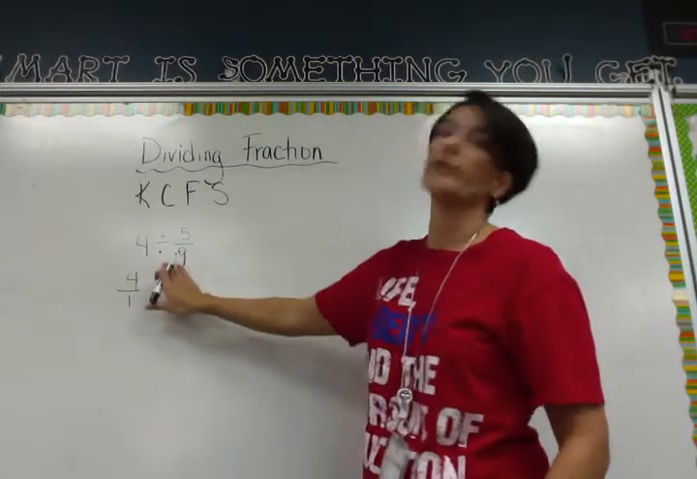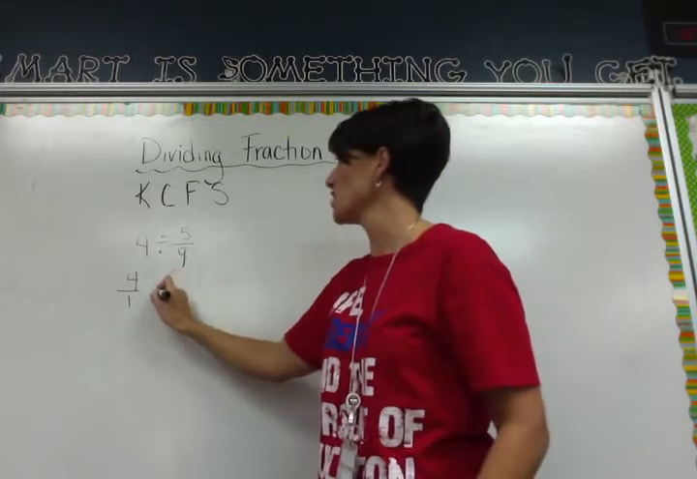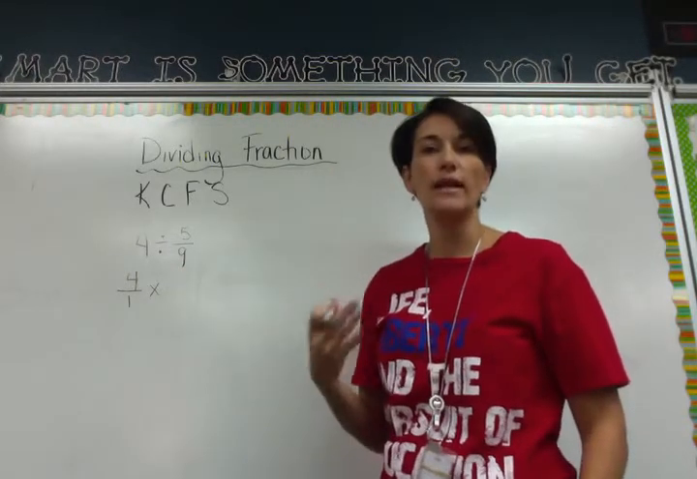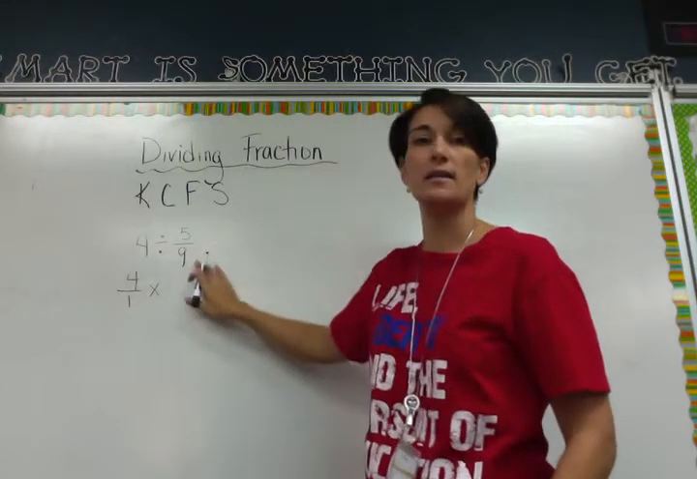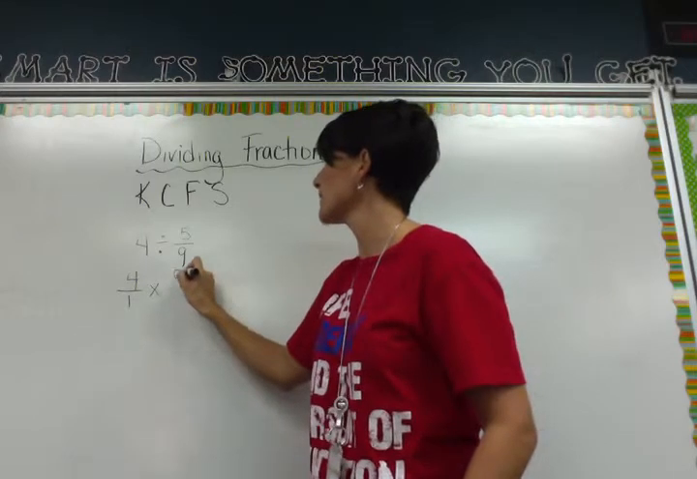The change is referring to the symbol. Instead of dividing, we're going to multiply. So I'm going to change that out. The last piece is flip. So writing the reciprocal of the second number in the equation. So instead of writing 5/9, we're going to write 9/5.